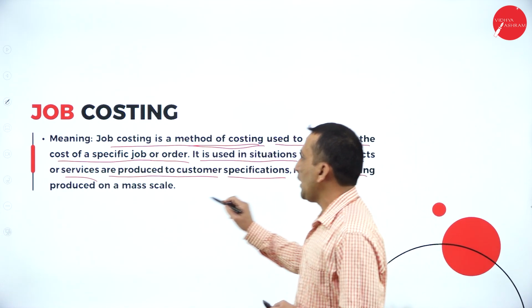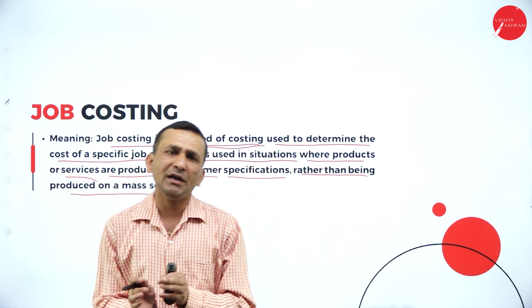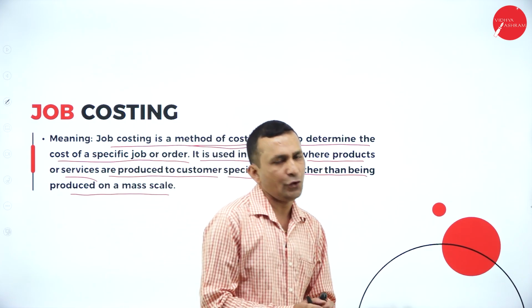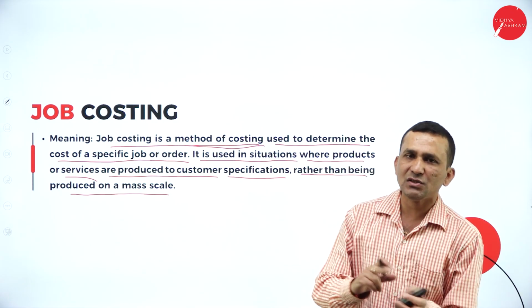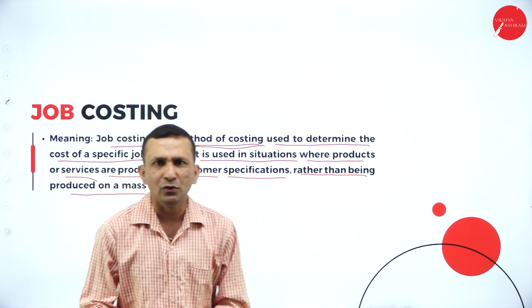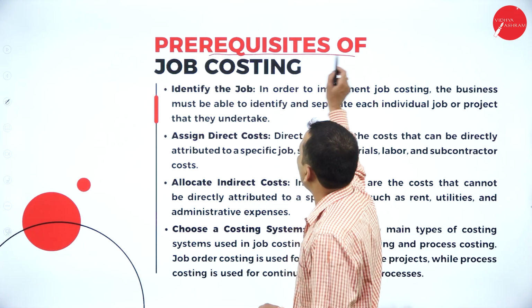Rather than being produced on a mass scale, each individual product is calculated based on its job. Each task will be unique, so job costing is also unique. We use unique materials and unique labor. Moving forward, the prerequisites of job costing.